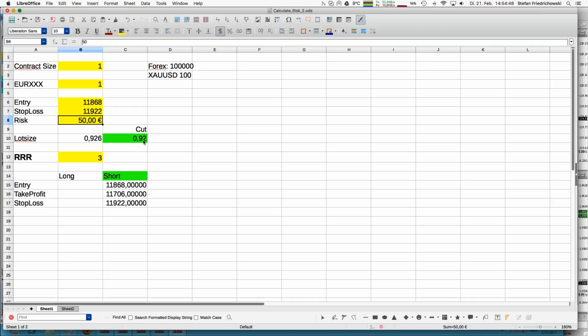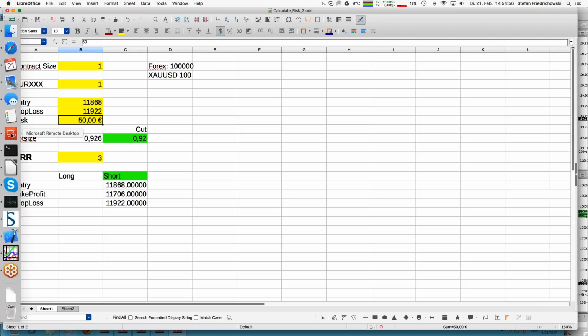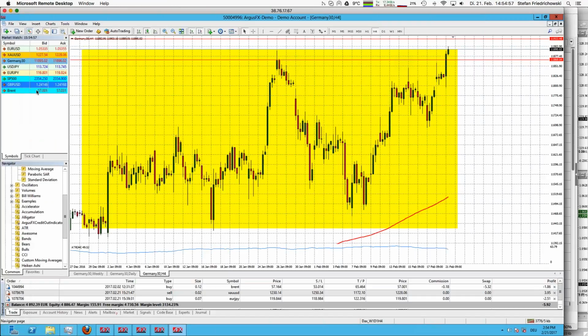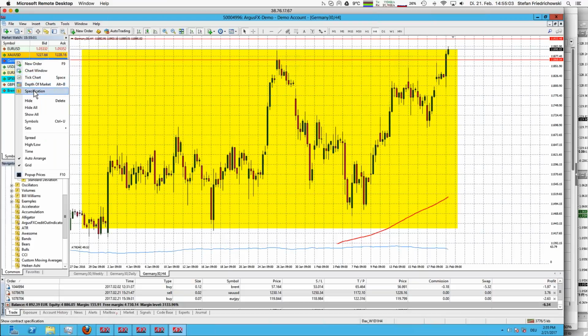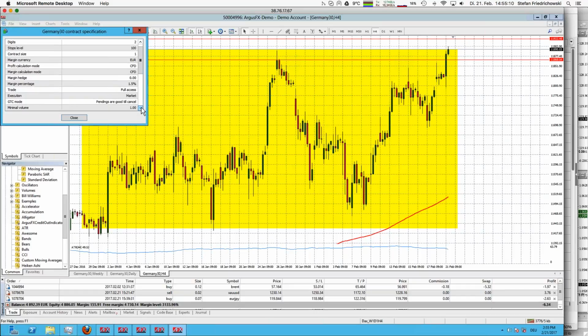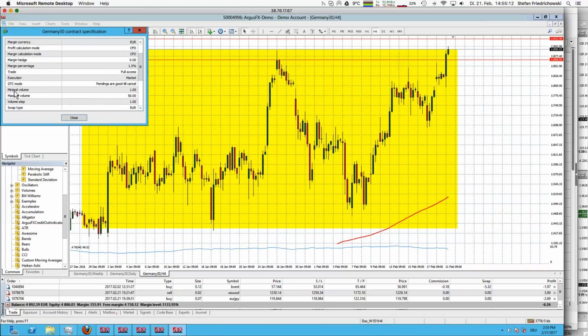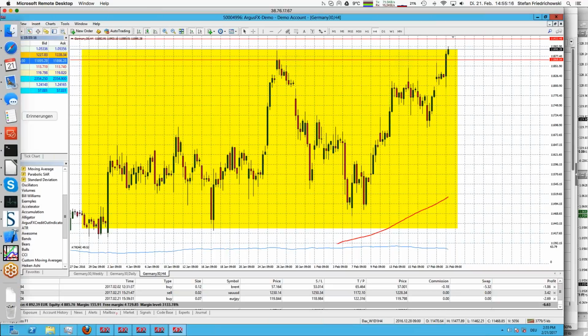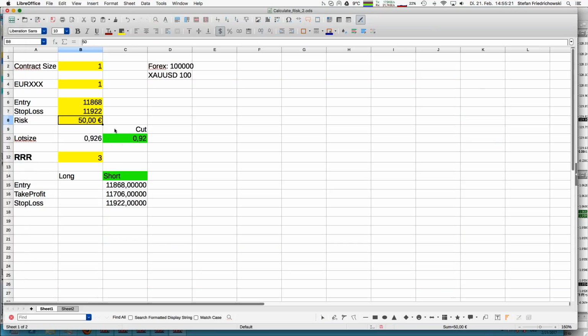Okay, but now we have to check whether we can trade lots with points within the DAX, and that's quite easy. We go to the specification of the Germany 30, and now we see contract size is 1, that is good, and minimum volume is 1. Okay, so what we need is a 1 here. That means we have finally a slightly higher risk than 50 euro, but only slightly. But that would be still okay.